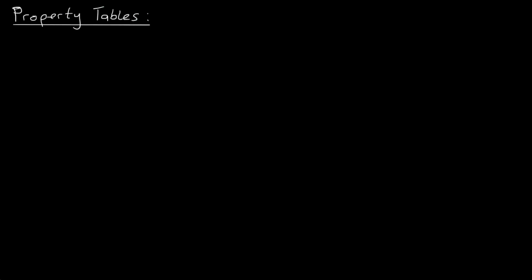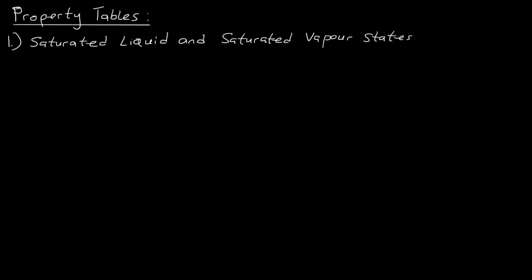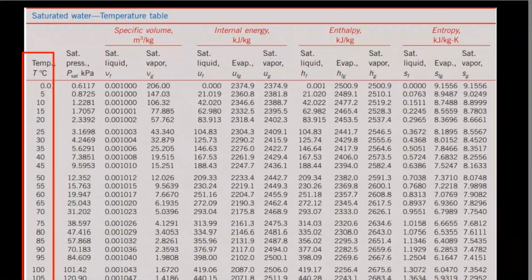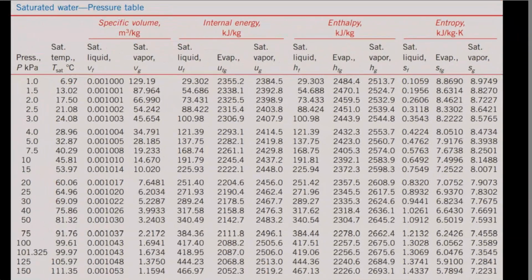For most substances, the relationships among thermodynamic properties are too complex to be expressed by simple equations. Properties are therefore frequently presented in the form of tables. In this video, we'll use steam tables to demonstrate how thermodynamic property tables are used. First, we're going to start with the saturated liquid and saturated vapor states. The properties of saturated liquid and saturated vapor for water are listed in both tables shown. The only difference is that in this table, the properties are listed under temperature, and in the other table, the properties are listed under pressure.